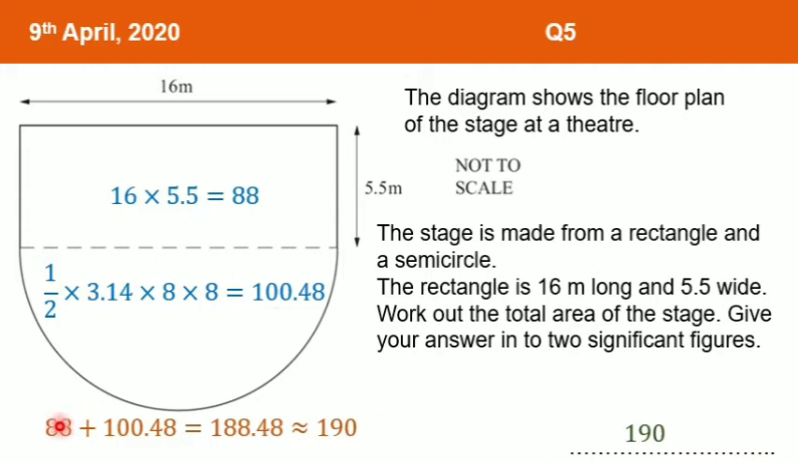If total, we need to add them. 88 plus 100.48 will be 188.48, and it is written as two significant figures. For two significant figures, we count from the very first one, right? 1, 2. So we need to cut this one. We need to round off. This is 8, and 8 is bigger than 5. That's why the 18 will go up into 19, and the rest we can make it as 0. So 190 is the total area.